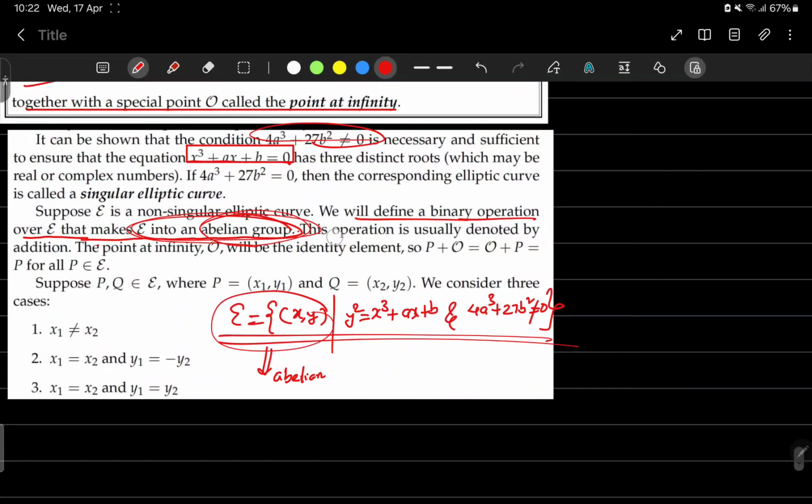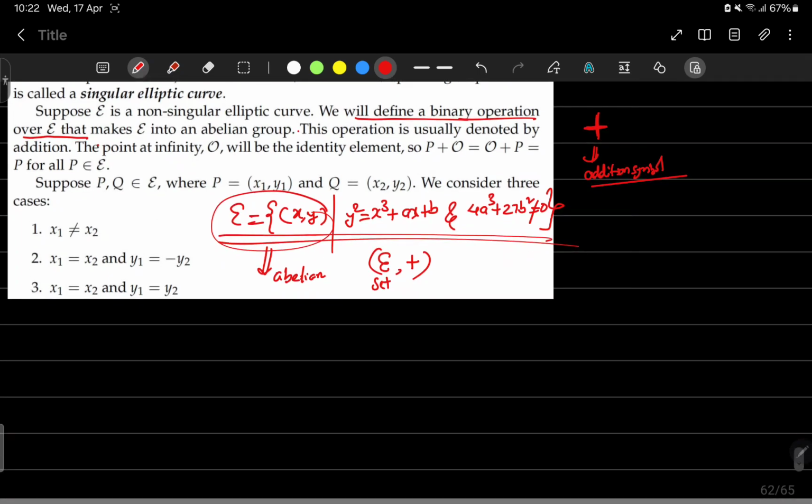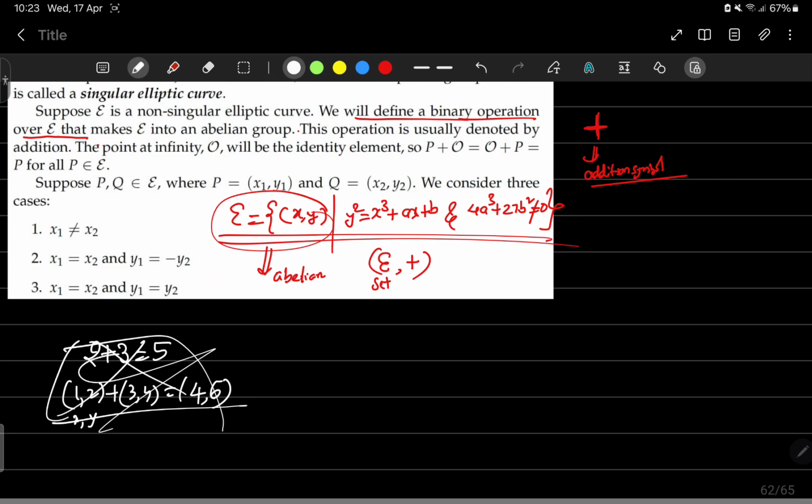This operation is usually denoted by addition. So basically E is a set along with the plus. This plus, I am calling it an addition symbol, but it's not like our usual addition. Normally in first class mathematics, what is 2 plus 3? It is 5. In 10th class mathematics, Cartesian coordinate system, addition of 2D points: 1, 2, these are x, y coordinates, and 3, 4. Just adding the numbers, like this. But here this addition is not that addition.